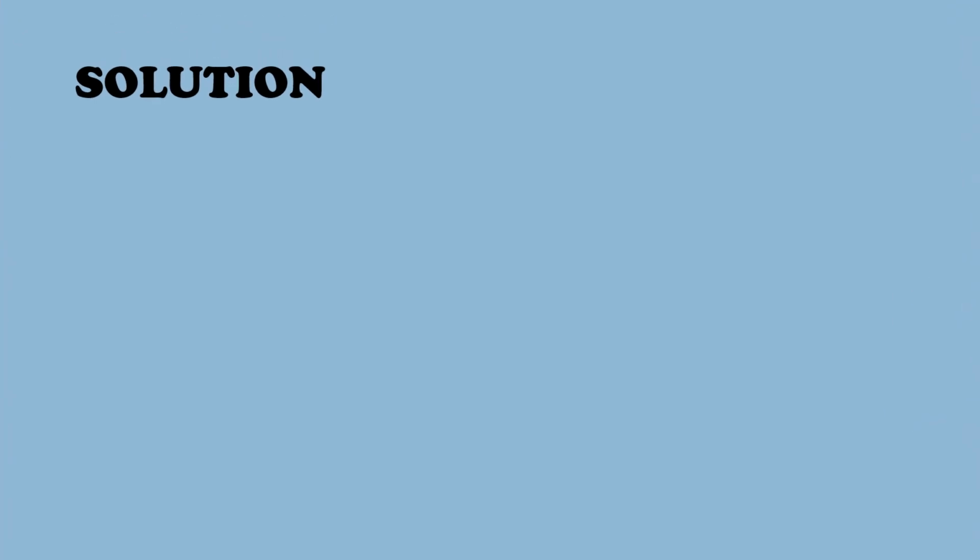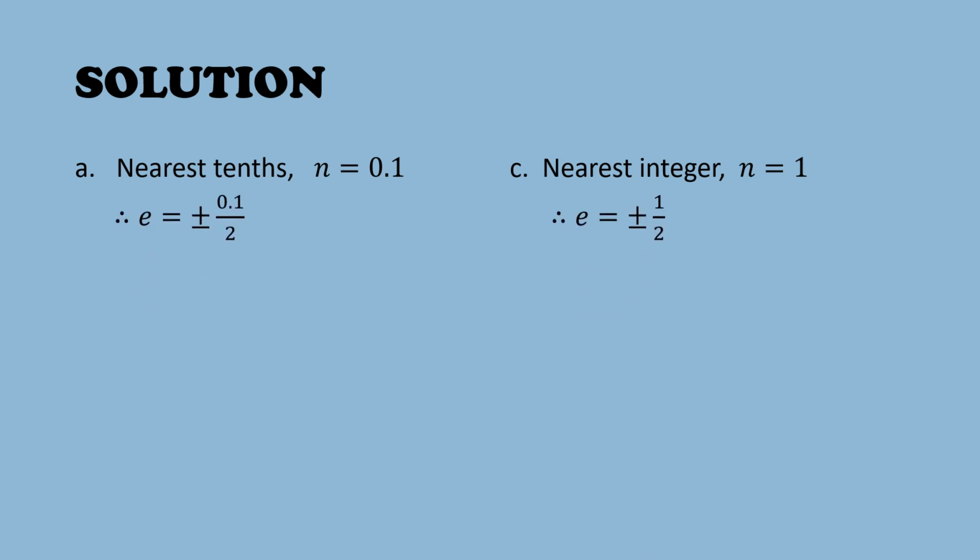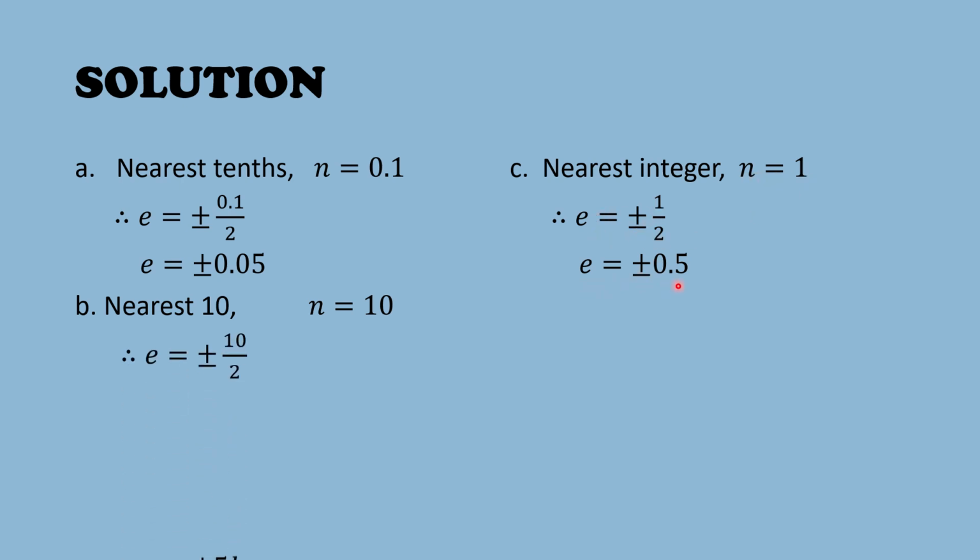And here we are, solution to the above questions. So nearest tenths, n is 0.1, I've already explained. Error is going to be 0.1 over 2, hence error is going to be plus minus 0.05. That is on 10.4. Then on 12, the nearest integer, n is 1, so error is going to give us 1 over 2, which is 0.5. On 105 to the nearest 10, n is 10, and hence the 5 kgs there. Great.